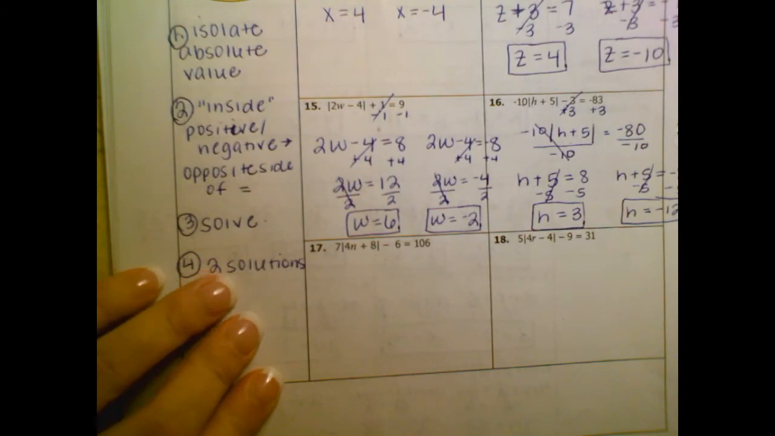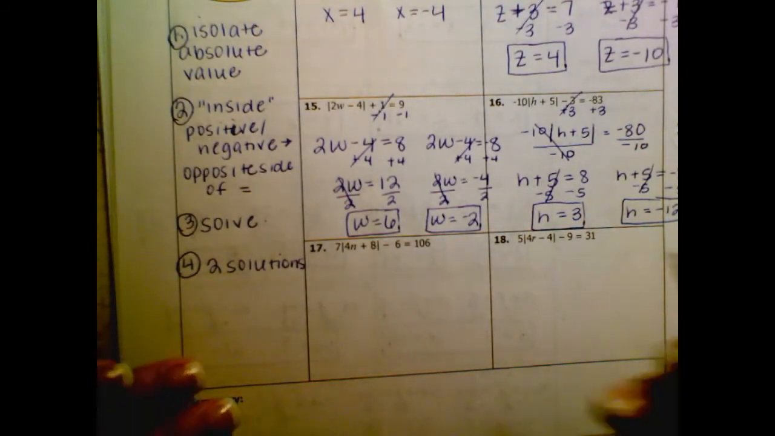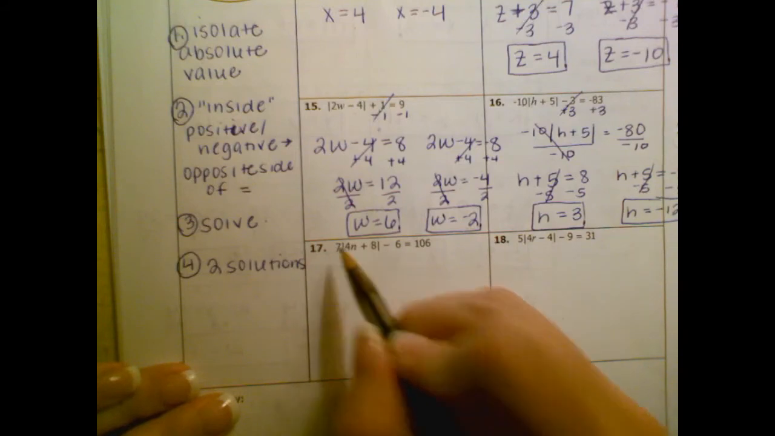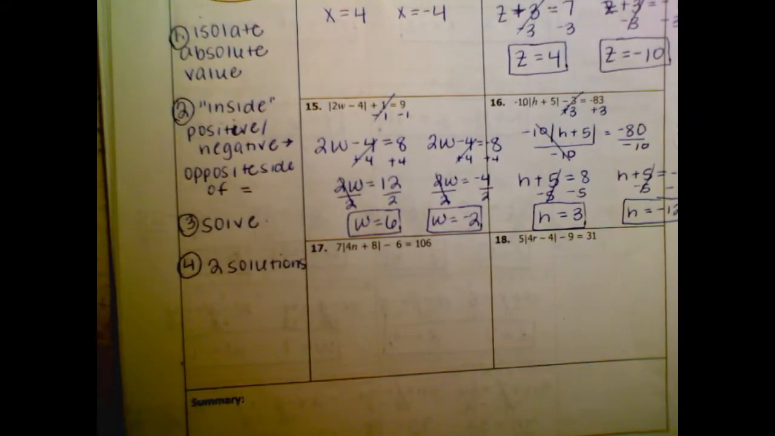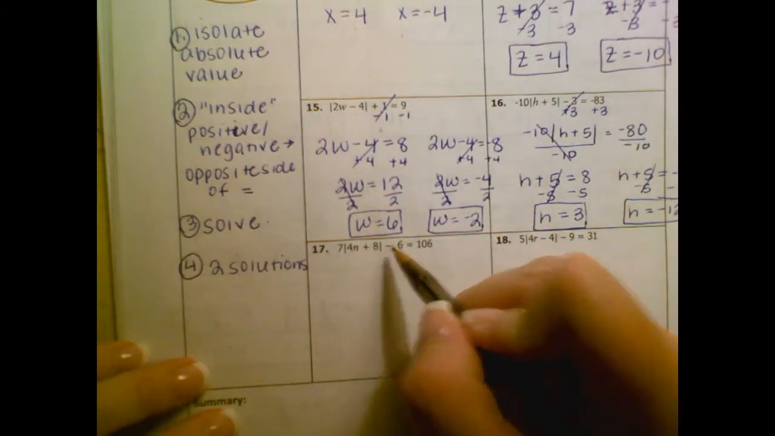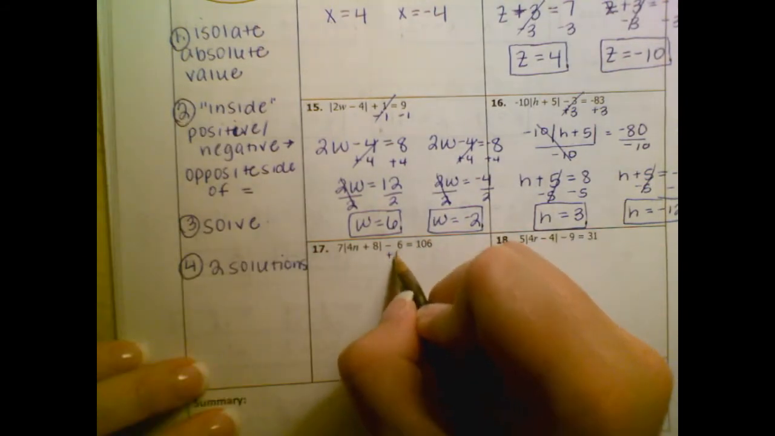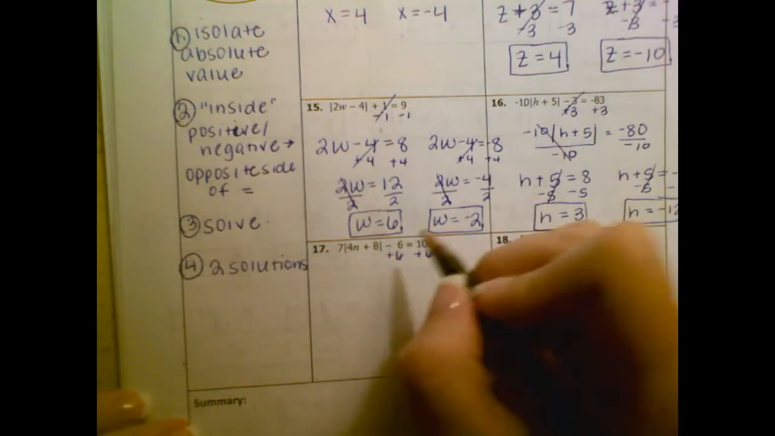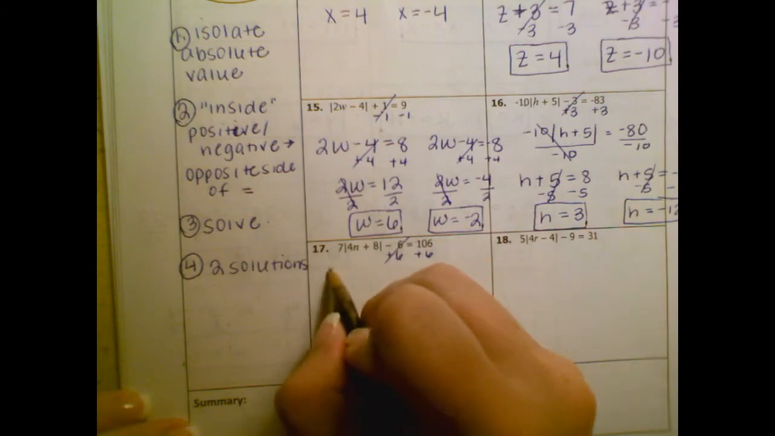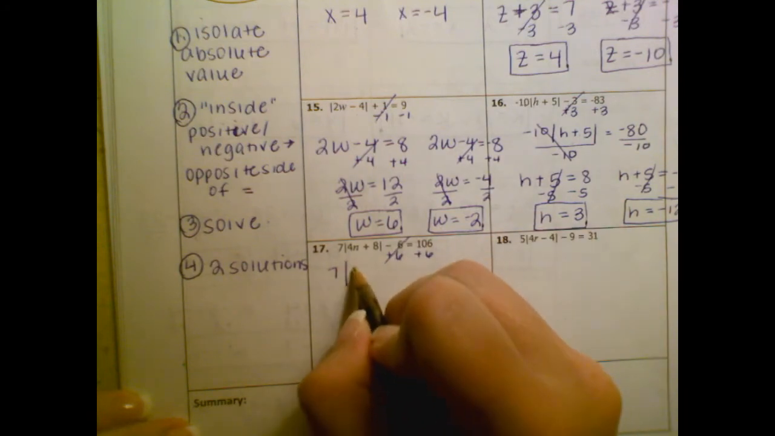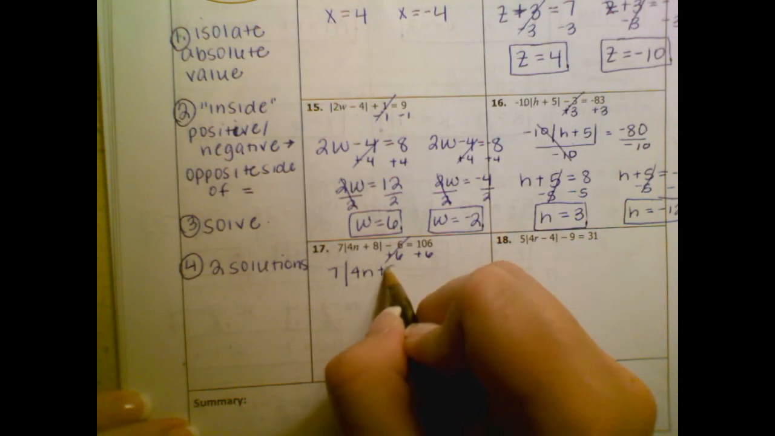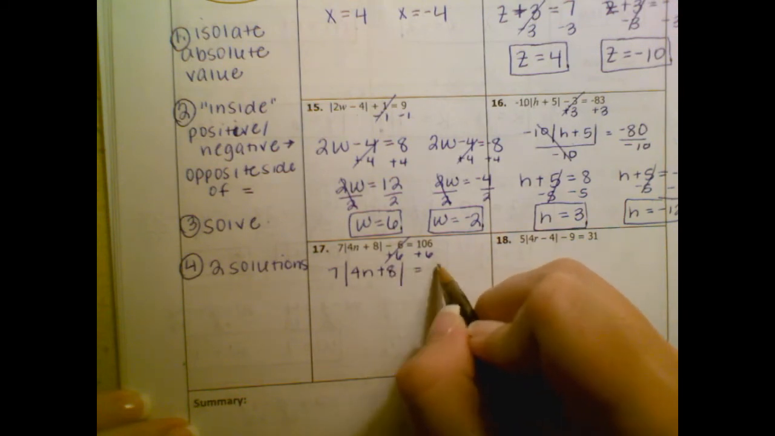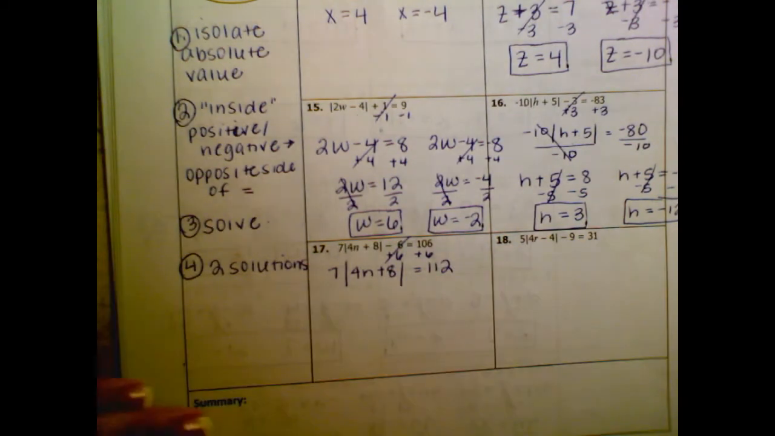Looking at 17, the same steps that I did for 16. I have a minus 6 and a 7 that are on the outside of the absolute value. I want to get rid of this minus 6 first by adding. So I'm still left with that 7, the absolute value. Just like I did with 16, I still have that 7.